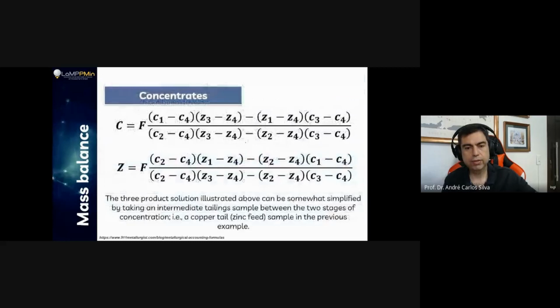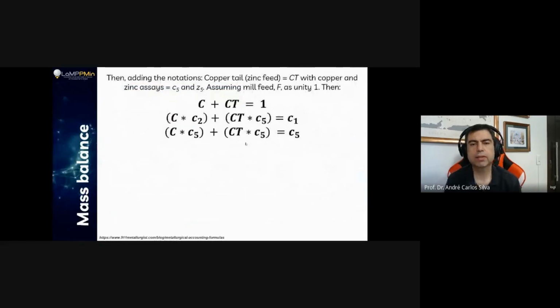Okay, so by doing this, our equations can be simplified to something like this. Okay, so copper plus copper tailings is just 1, because I'm considering now, just for this example, that my feed is 1. Okay, so let's input the grades, and the grade for the copper concentrate is C2, and the grade for the copper tailings is going to be C5, okay? And the feed is C1, so C1 times 1 is C1, okay?